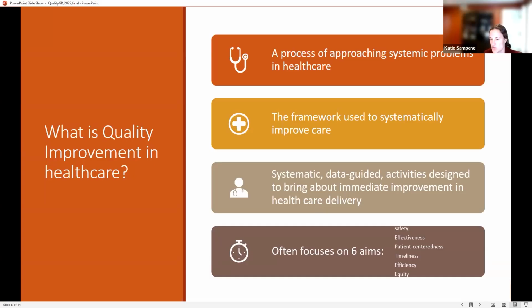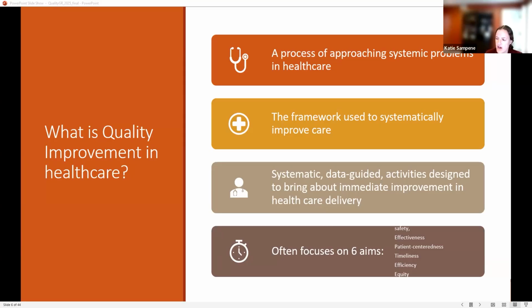So as opposed to when we think about research that takes quite a while to do and to do well, oftentimes years, and then maybe years more to implement that into clinical practice, quality improvement really gives us a way to do that in a rapid fire kind of fashion.